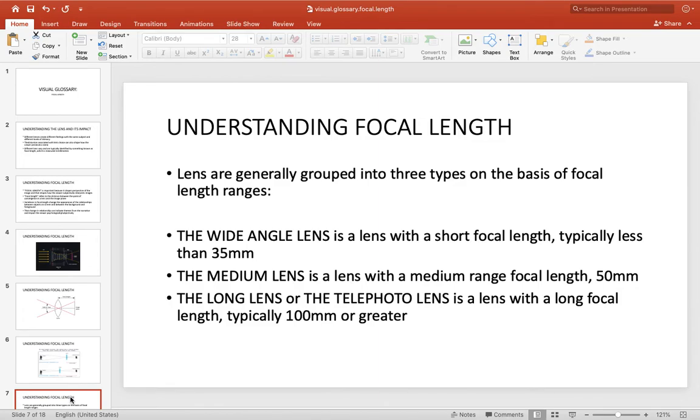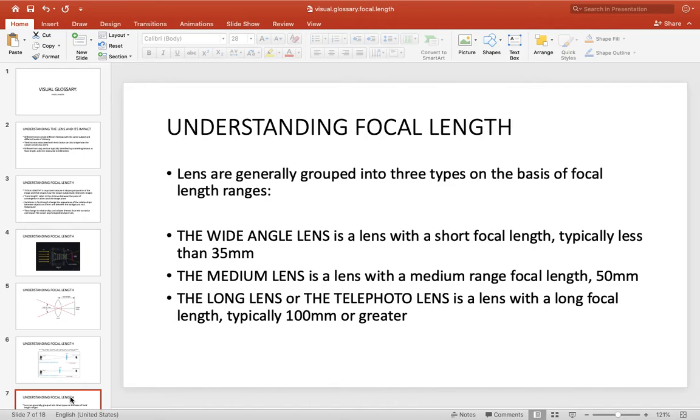Okay, focal length. When we talk about focal length, lenses are grouped into three types: the wide angle lens, the medium lens, and the long lens. There are variations in these types of lenses, but I wanted to give you a sense of the numbers so you know. The wide angle lens, as I've said already, is a lens with a short focal length. It's typically less than 35 millimeters. I think Orson Welles shot his early films using a 25 millimeter lens, or maybe it was a 24 millimeter lens. Orson Welles is known for the wide angle lens.